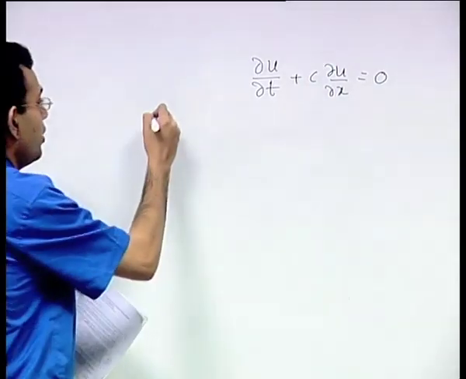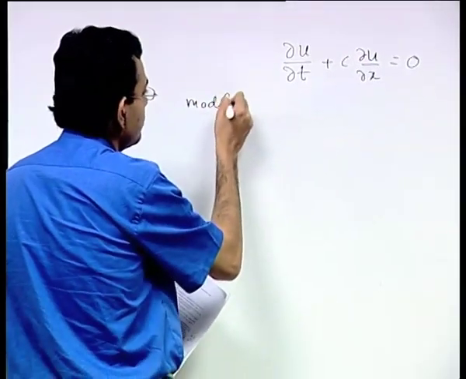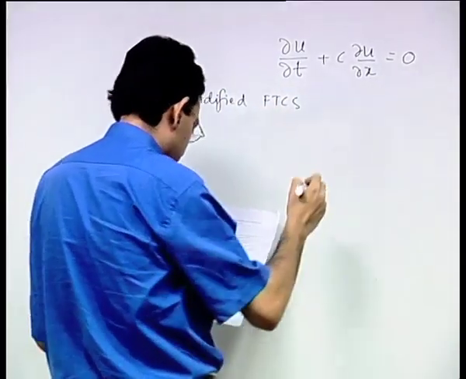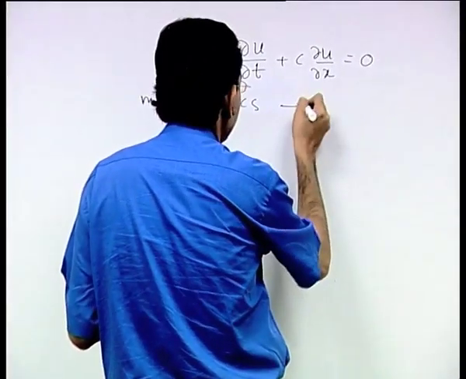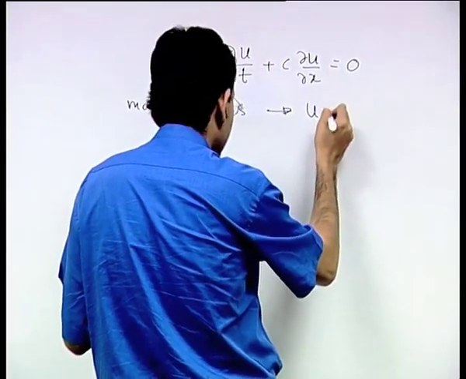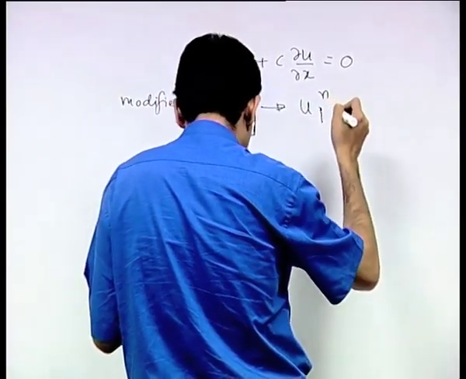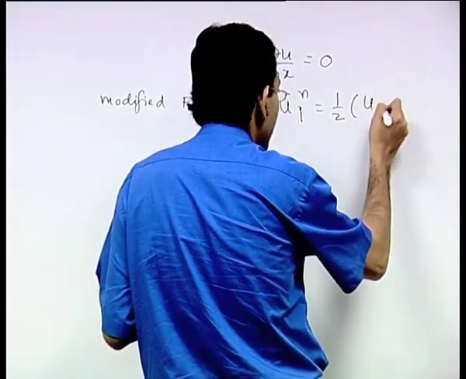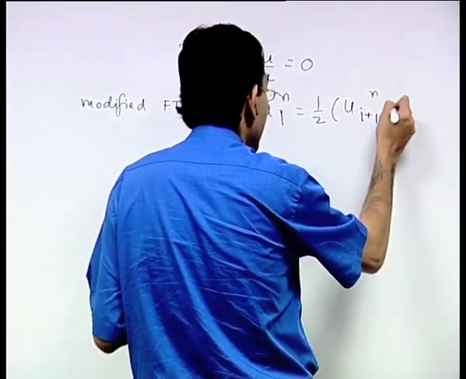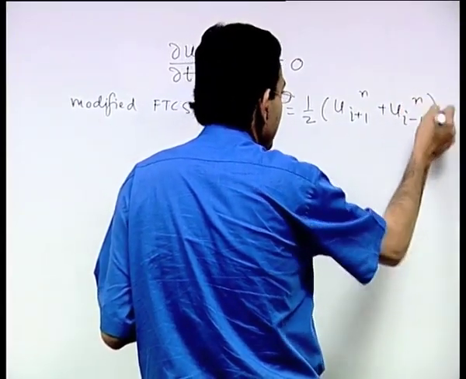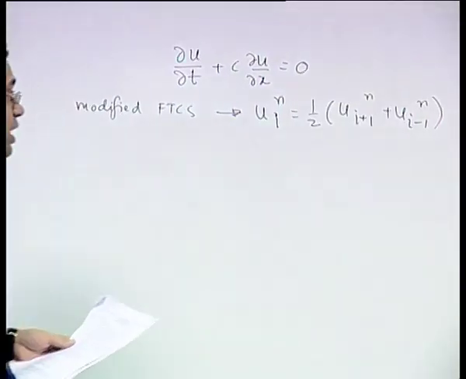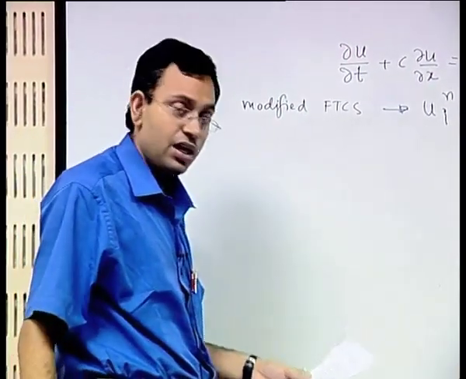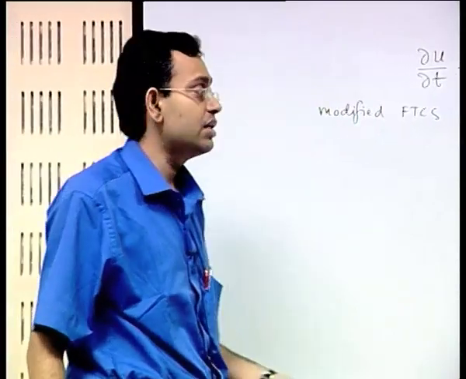You are using a modified FTCS scheme where, in the time discretization, you express the term u_i^n as half of the sum of u_{i+1}^n and u_{i-1}^n, where the index i represents spatial discretization and the superscript n represents temporal discretization.